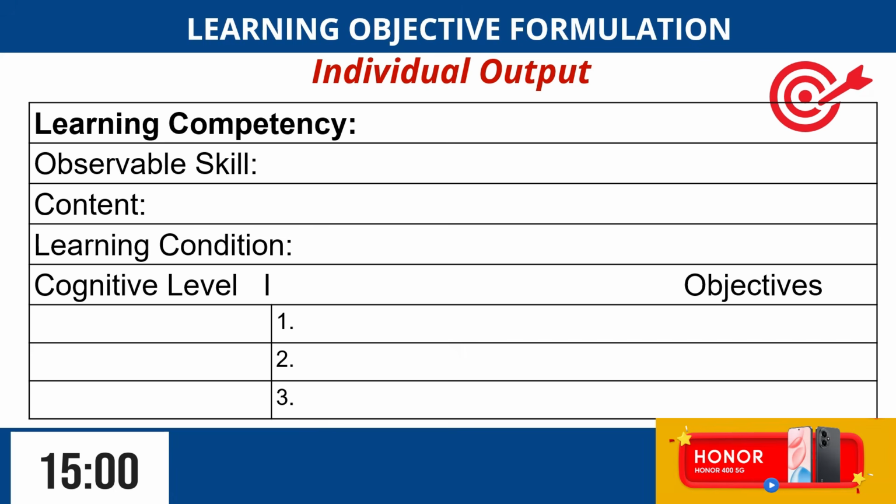So this is an example of learning objective formulation in the workshop, wherein we find the learning competency from the budget of work. I identify the observable skills, the content, and the learning condition. And based on the identified observable skills, we create the learning objectives, the ones that were unpacked.